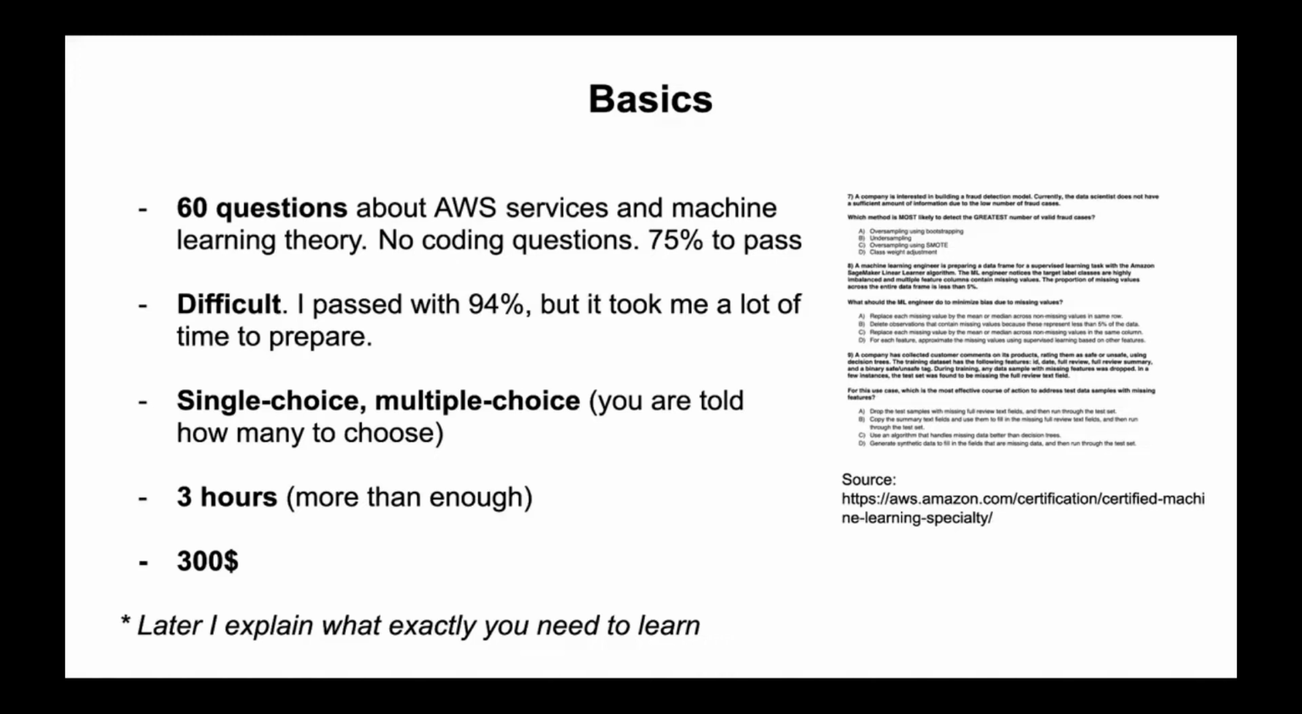There are two kinds of questions. First, single choice, and the second is multiple choice. If you are told how many to choose, it's multiple choice. You usually are told that you have to choose 2 or 3 answers. Overall, you have 3 hours, and it is actually more than enough. Usually 2 hours is enough. The exam costs $300. I will later explain what exactly you need to learn and what materials you need. But first, let's go to the tips.